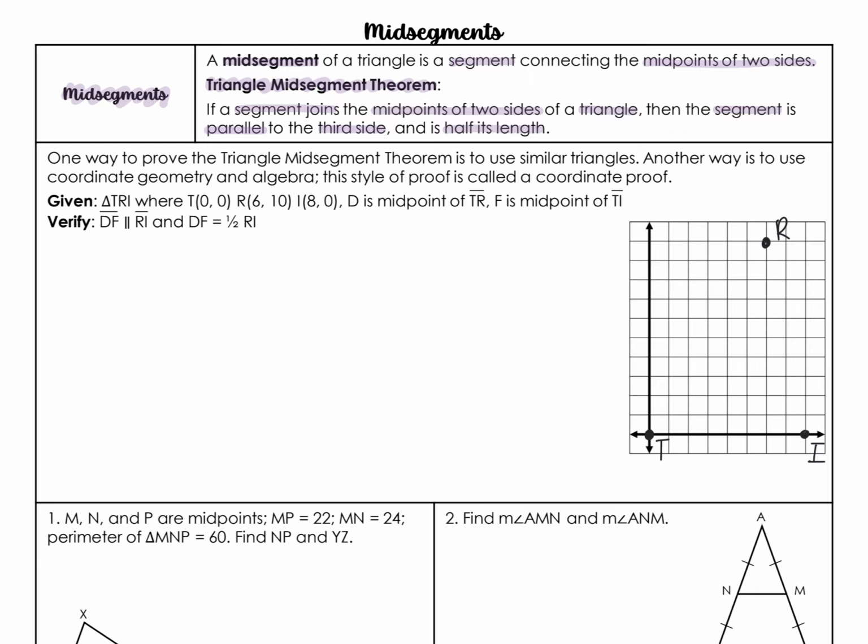So they're telling me that D is the midpoint of TR and that F is the midpoint of TI. So real quick, I'm going to just pause this video and draw my lines to create my triangle. All right, so now that I've done that, I'm going to start off by finding the midpoint of my segment TR so we can figure out where that point is going to lie. So I'm going to use my midpoint formula.